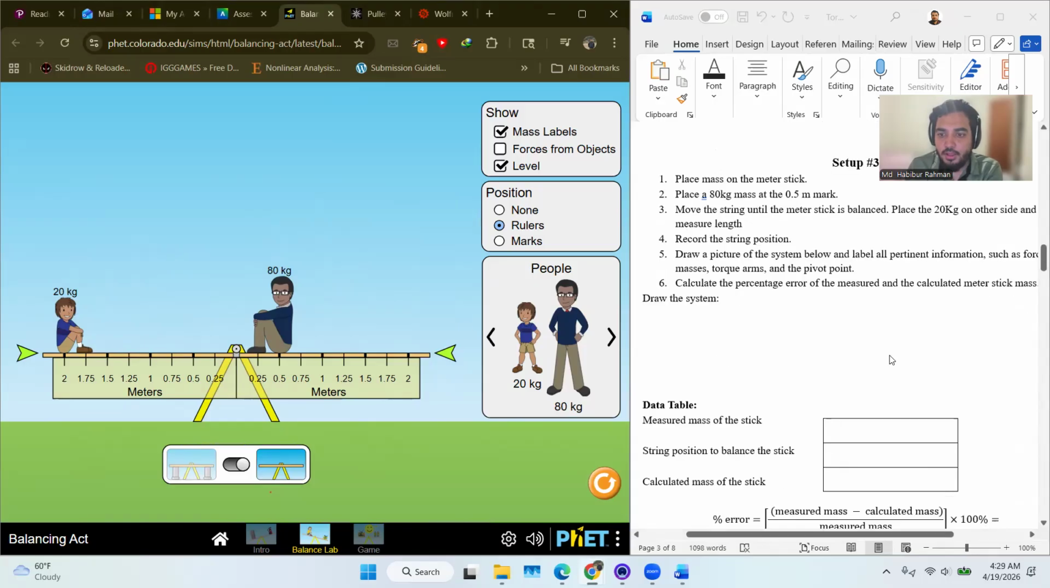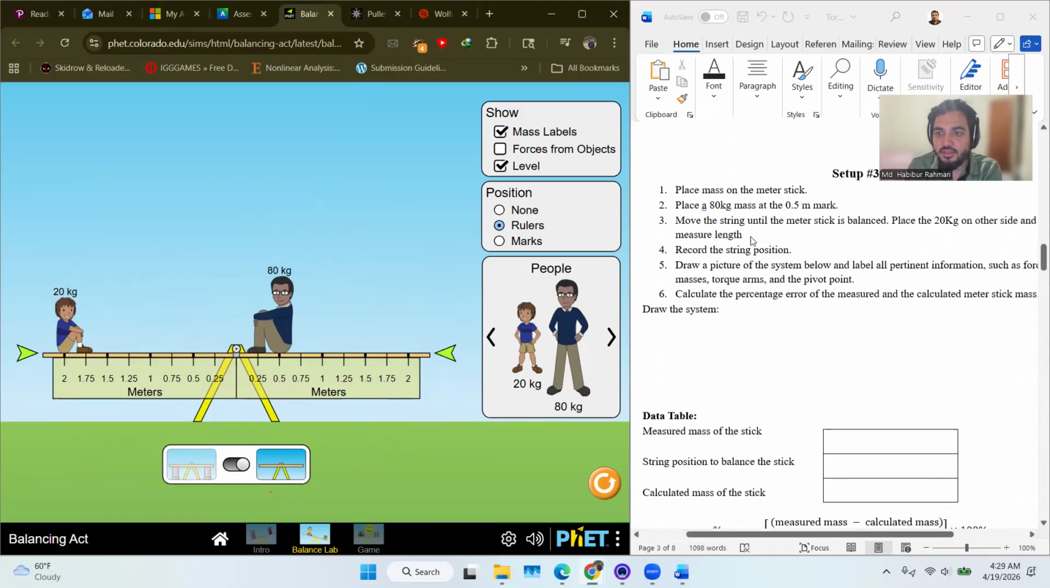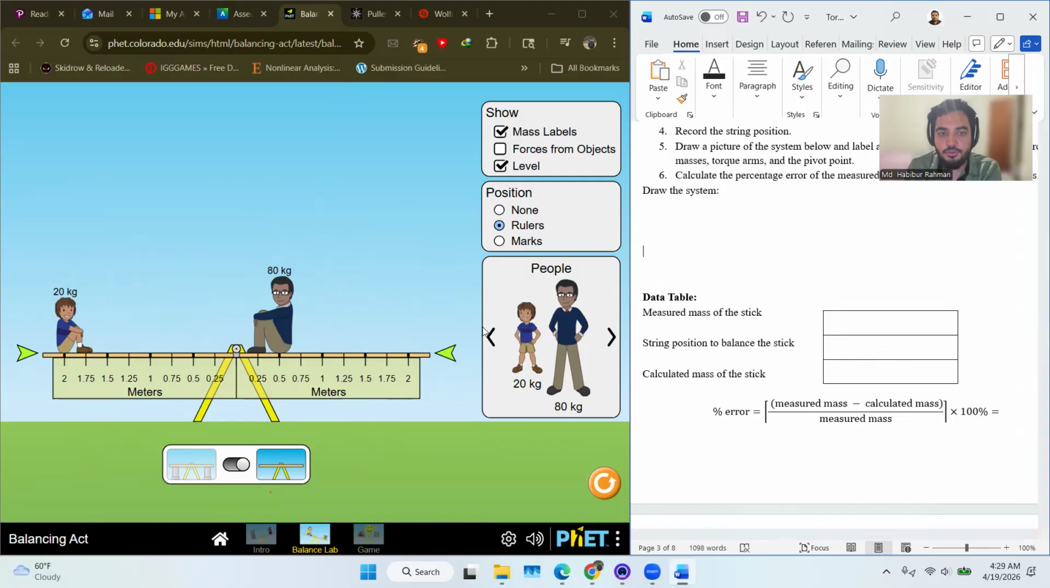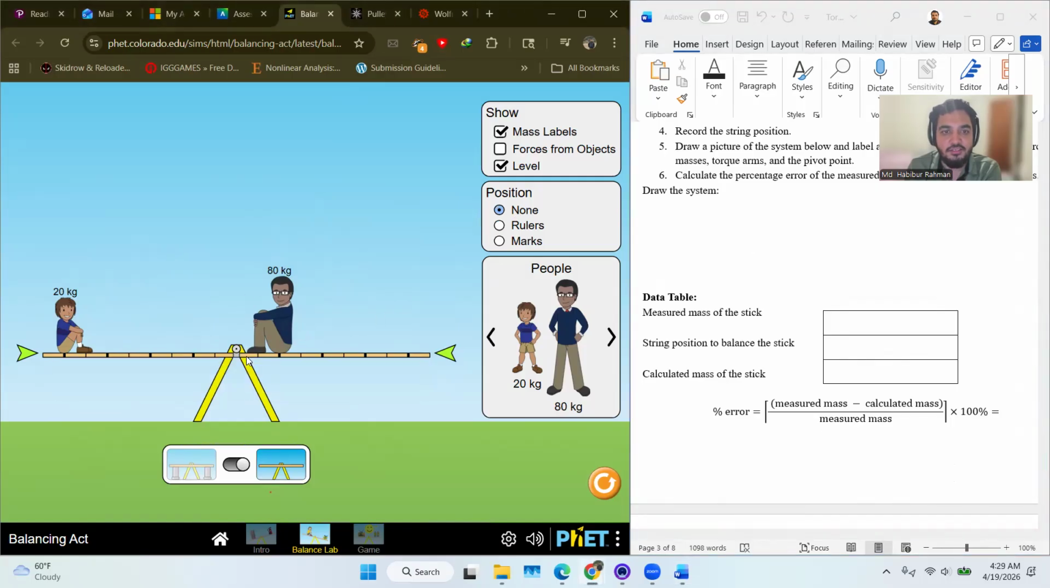Okay, that's it. And next one, you have to measure the length from here. What is the length here? 2. So you have to draw this one without a ruler. You have to draw this. And instead of an 80 kg person, you will draw a block. And write the amount of mass here.